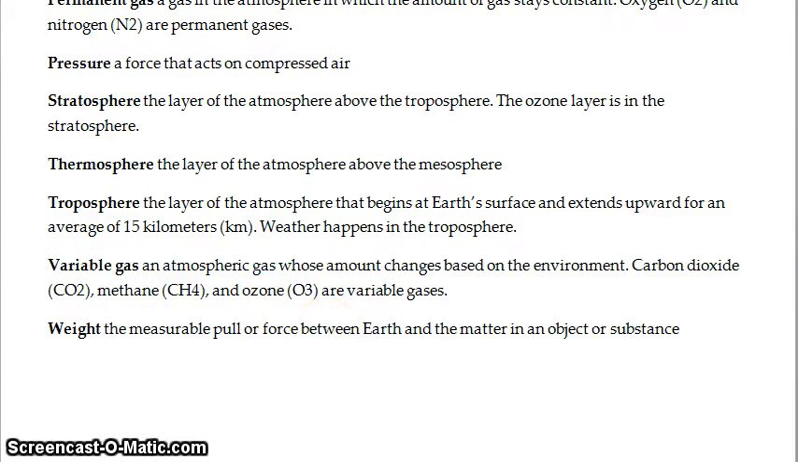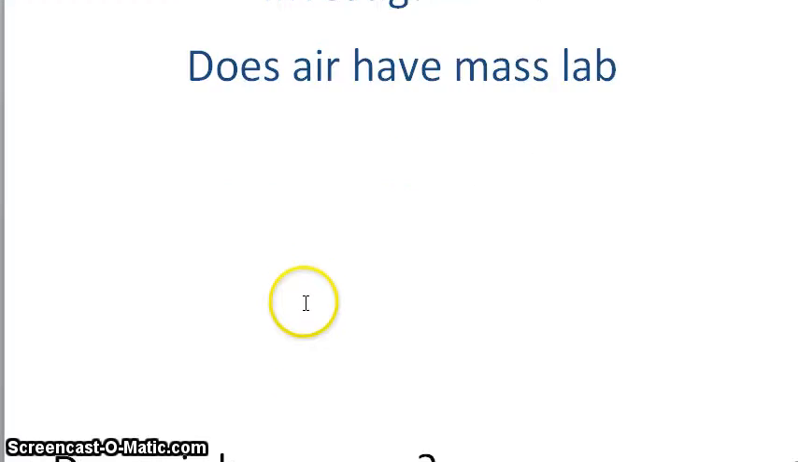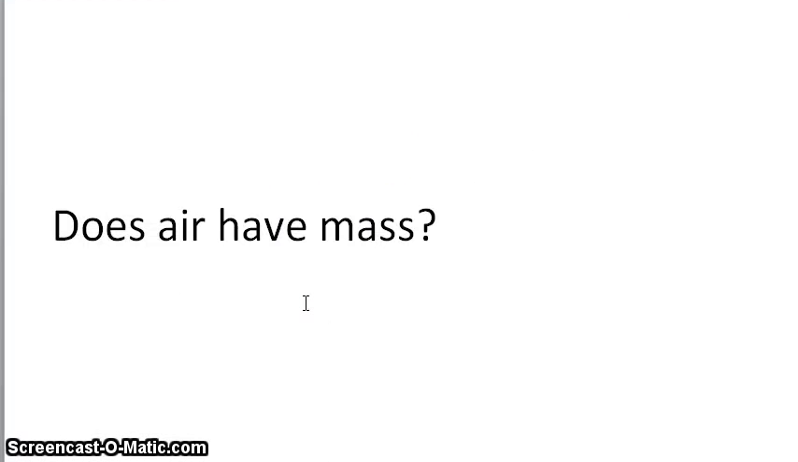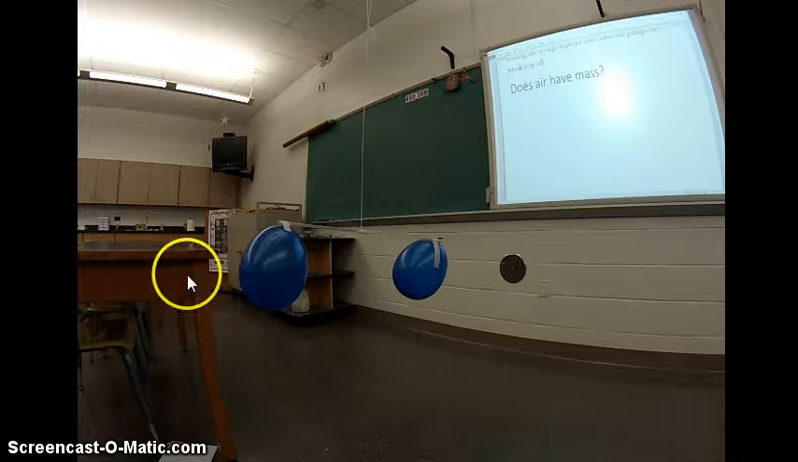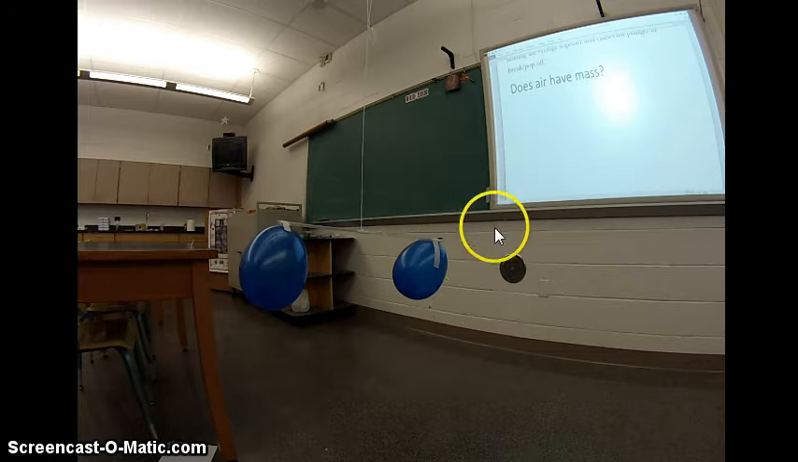investigation. And with the lab that we're going to be looking at, the main question is, does air have mass? When we go to do that, what we're going to be doing is setting up a balance where we have two balloons that are balanced on either side of a balance. And when we pop one of the balloons, we should see that one of the balloons will then be left heavier because it has mass, and gravity will pull on that balloon.